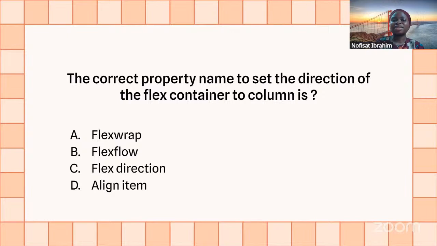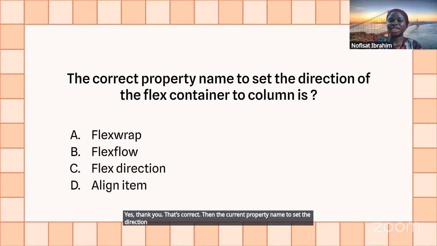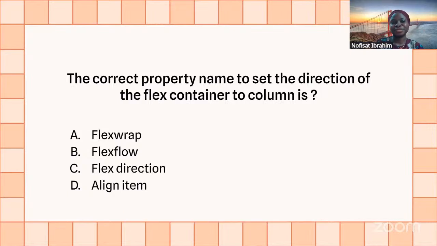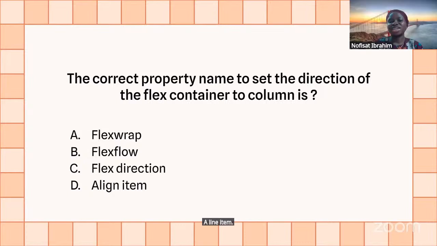Then the correct property name to set the direction of the flex container to column is what? Is it flex wrap, flex flow, flex direction, or align item? Align item. No, it's flex direction. You set your flex direction to either row or column.